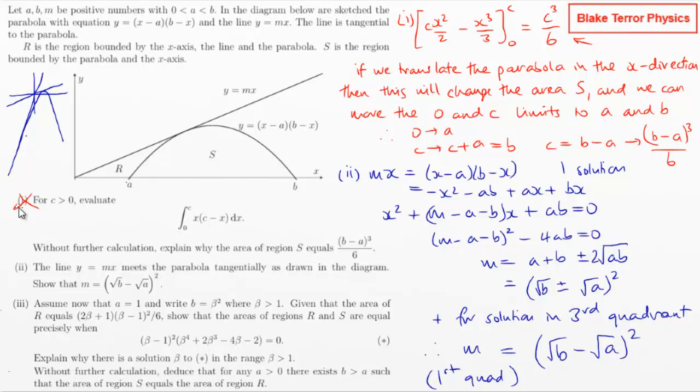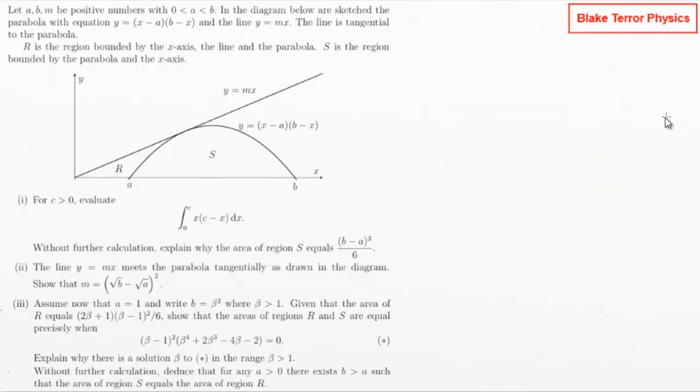Okay, so that's a little bit of a twist at the end then with having those two solutions, but nothing crazy. All right, new sheet up. This is the last part of the question already. Assume now that A is 1 and write B equals beta squared. Beta is greater than 1.